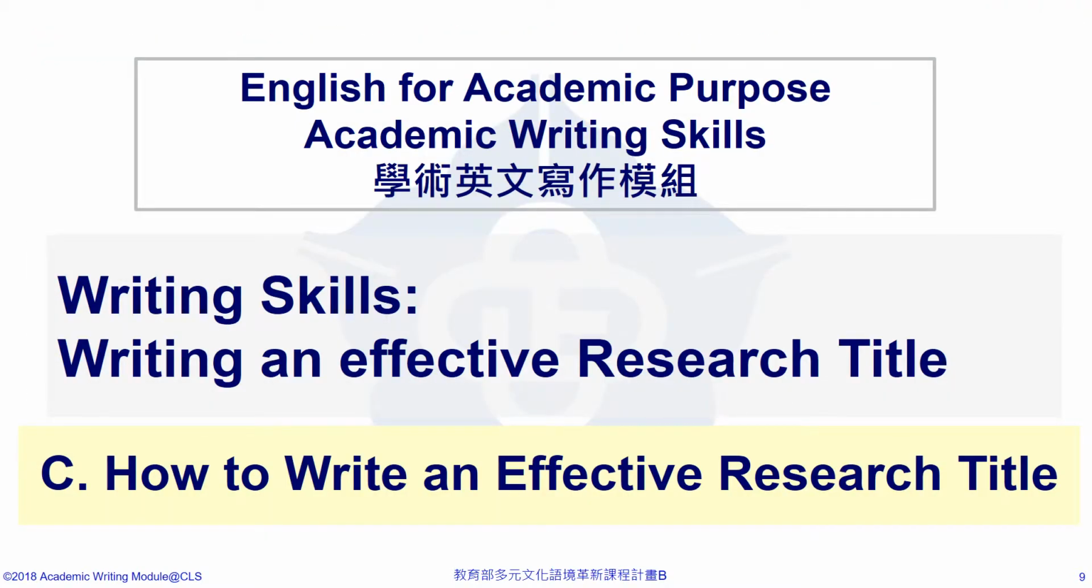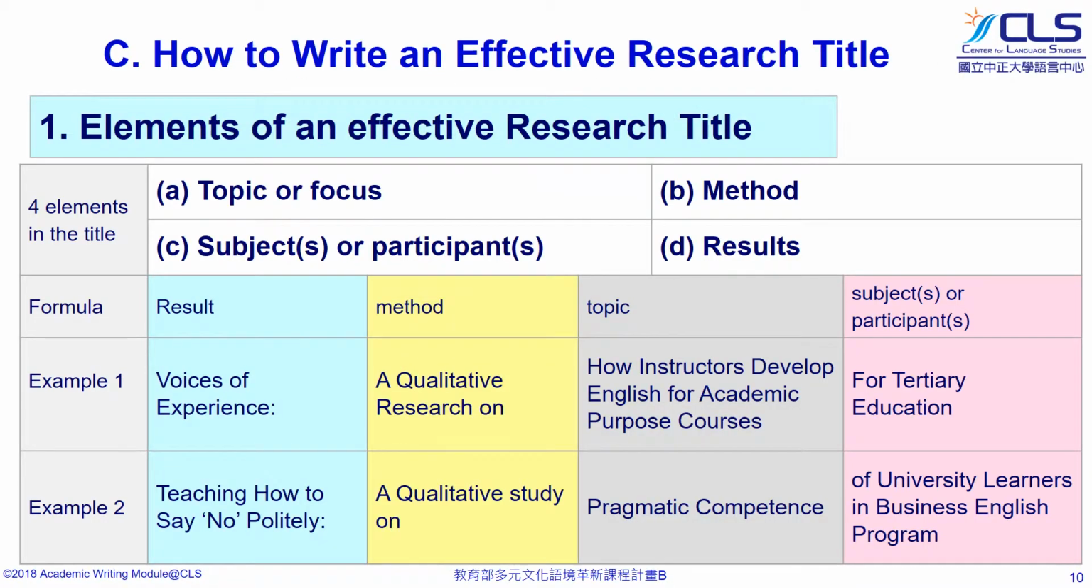So after learning the features of an effective research title, let's turn to learn how to write an effective research title. An effective research title should include four major elements, which are topic or focus, method, subject or participant, and results.